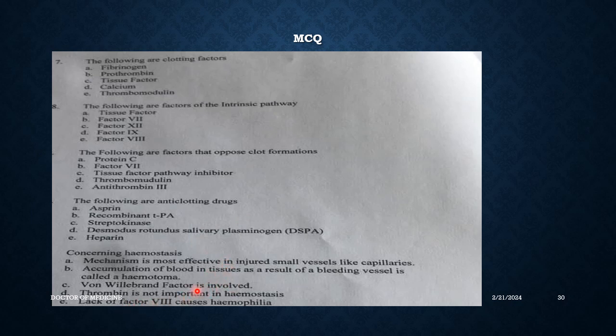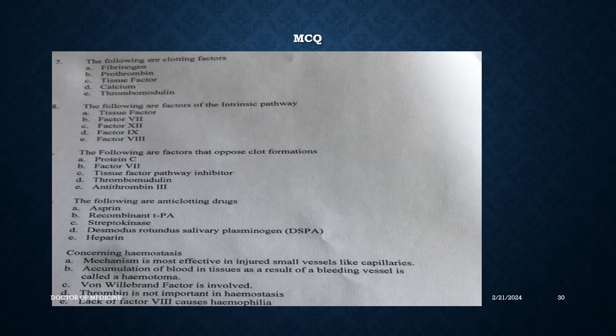Thrombin is not important in hemostasis. This is a lie. We said thrombin lies at a central position in the entire process of hemostasis. Okay, it is a major factor. If you want to forget about all the factors, please remember thrombin. Okay, so lack of factor 8 causes hemophilia. True, 85% of people have hemophilia A. This is easy stuff, all right?